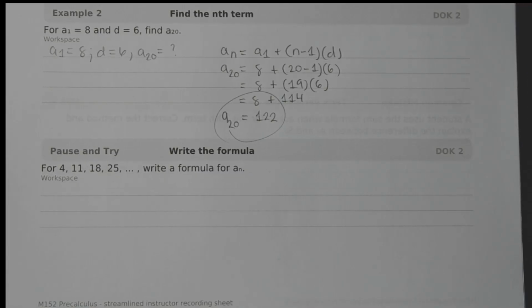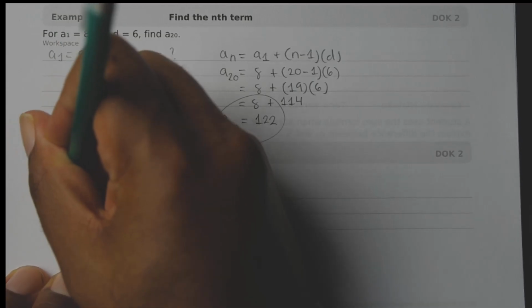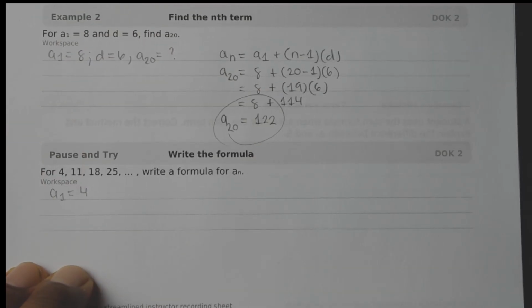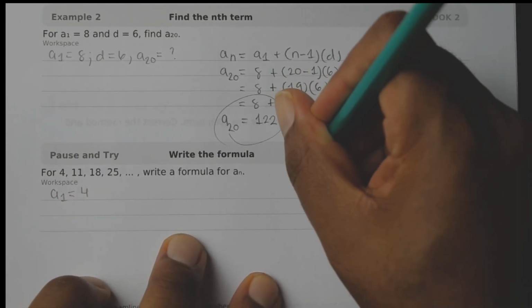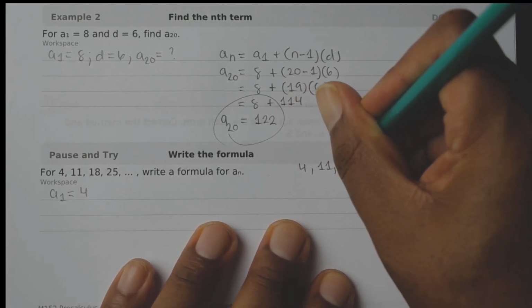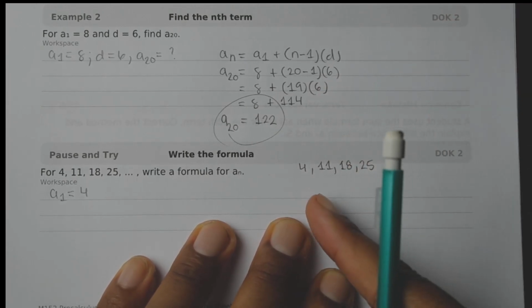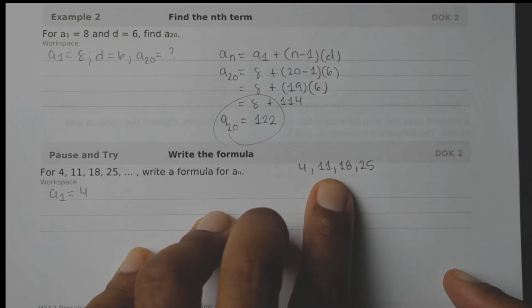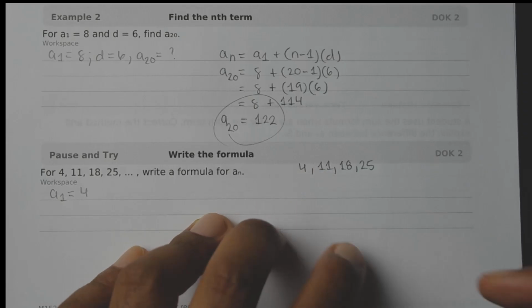Okay, the problem at the bottom. The first term, a sub 1, is 4. So a sub 1 is equal to 4. And then we have to find essentially the common difference. So we have 4, 11, 18, and 25. What we have to do is basically find the difference of these terms.